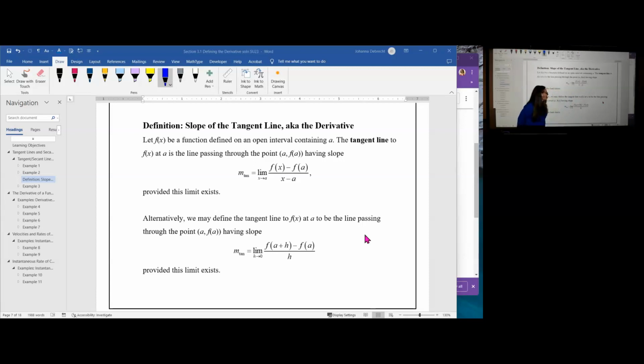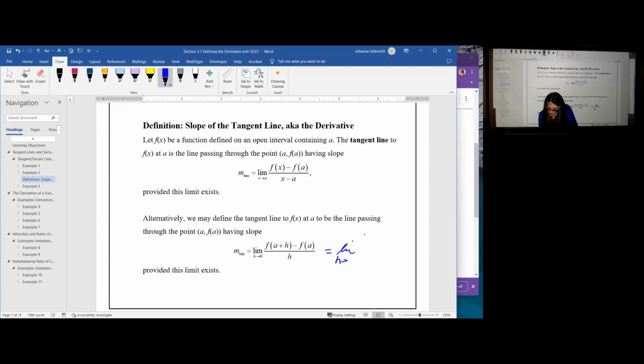What if instead we want a general formula that will give us the derivative anywhere on the function? I don't know what particular a value I want. In that case, we often define the slope of the tangent line, the derivative, as the limit as h goes to 0 of f of a plus h minus f of a over h. We can replace the a with an x to get a more general formula.